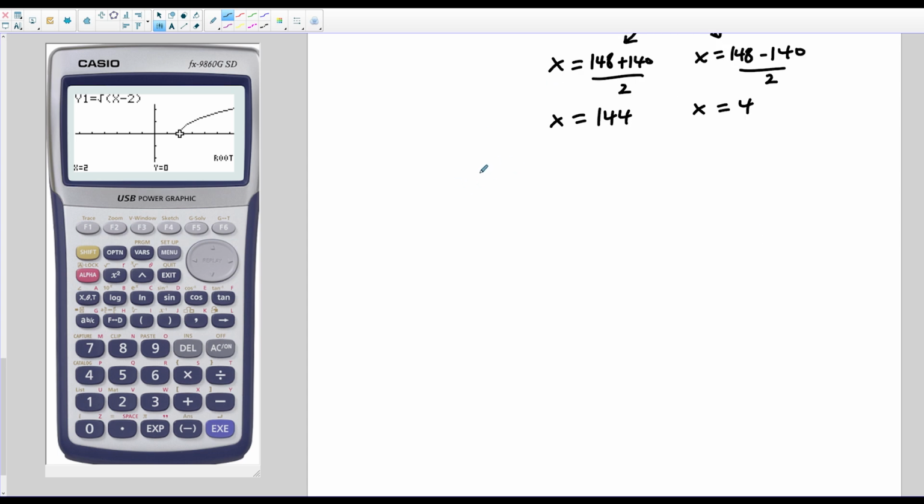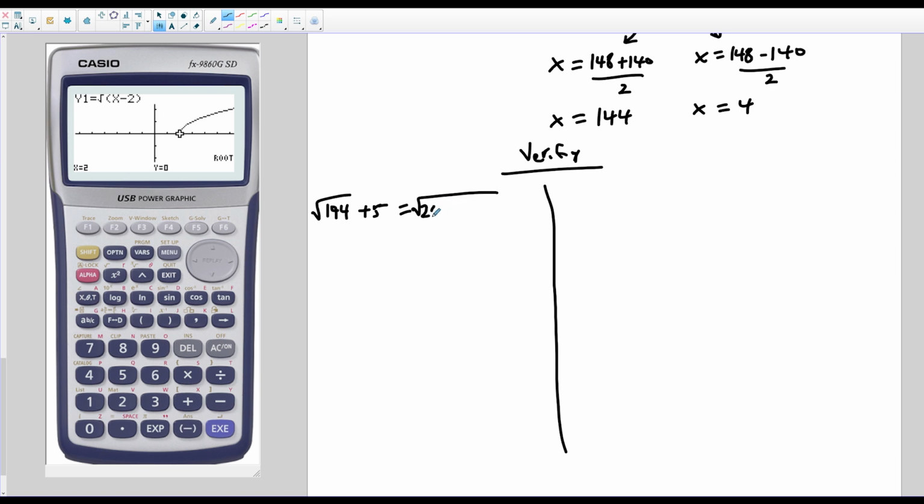Now, since we have 2 solutions, we're going to have to verify both of them. So let's go ahead and do so. For the first answer, 144, let's put that back into our original equation. So the square root of 144 plus 5 has to equal the square root of 2 times 144 plus 1. The square root of 144 is 12, and 12 plus 5 then has to equal the square root of 2 times 144, which is 288, and 288 plus 1 gives us the square root of 289.